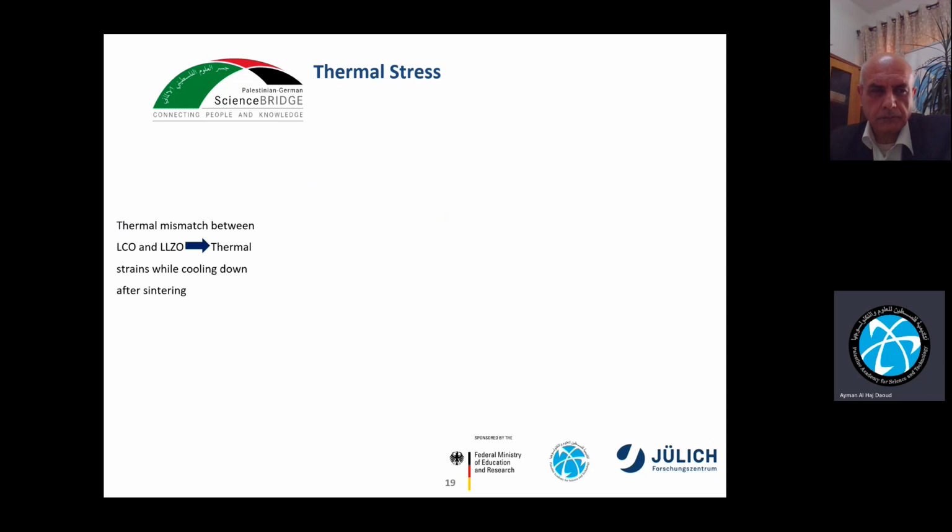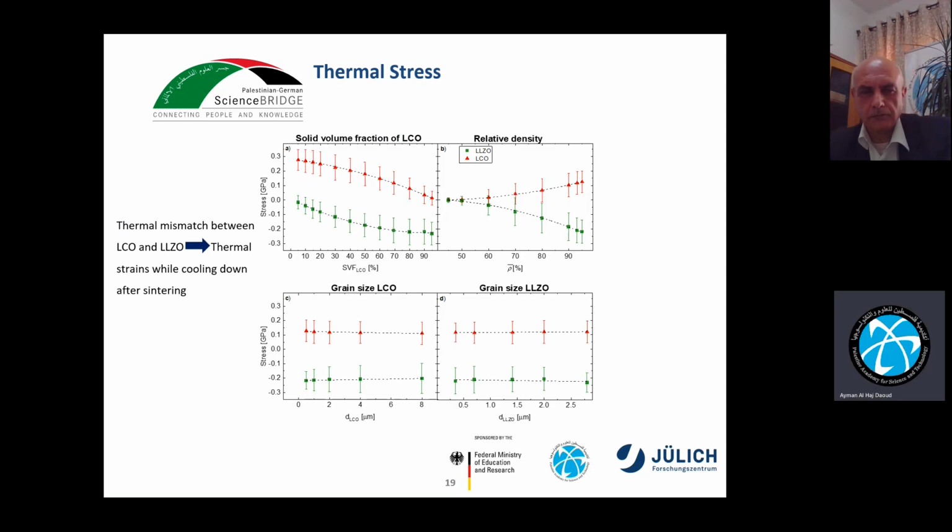For the thermal stress, we have a thermal mismatch between LCO and LLZO, which creates strains while cooling down after sintering. Because we are talking about cooling down, the LCO and LLZO are shrinking, but with a thermal mismatch, as we say. That's why we have a tensile stress on LCO, but compressive stress on LLZO. And when we increase the solid volume fraction of LCO, the stress on LCO is increasing, but the stress on LLZO is decreasing. We are going to talk about this later on.